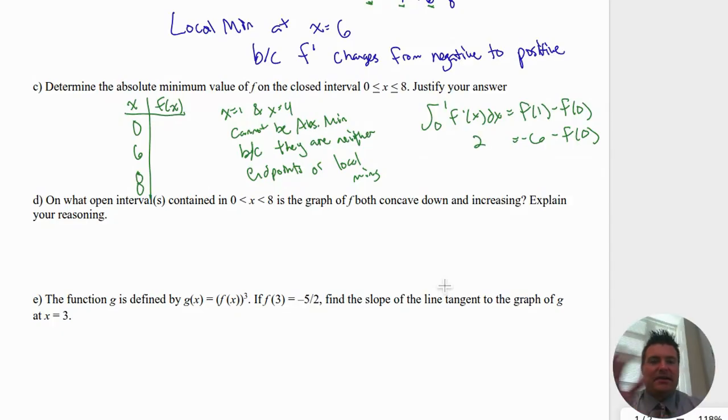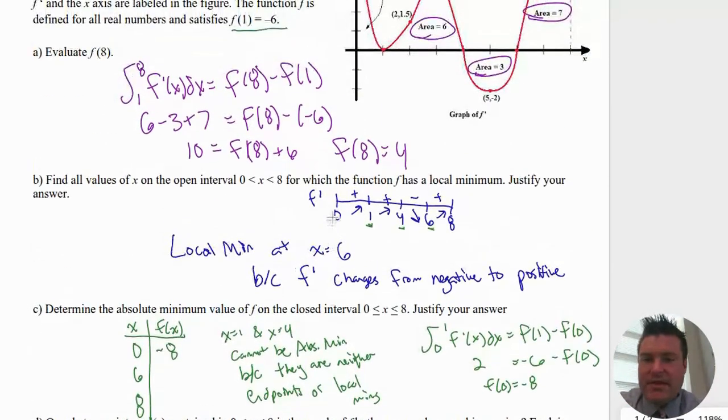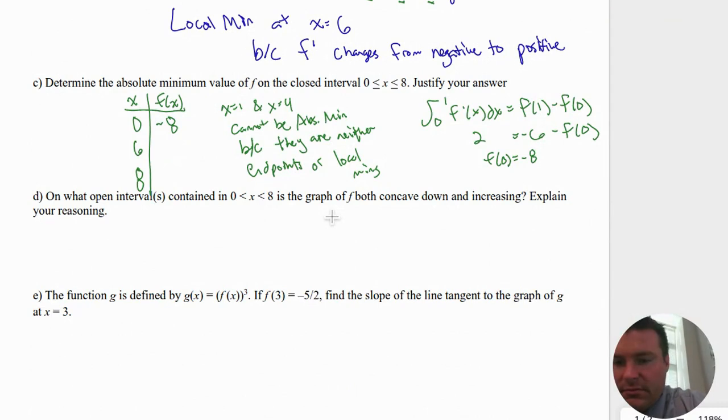So if I add f of 0 to one side, subtracting the other, I'm going to get f of 0 to equal negative 8. So this is going to be negative 8. Now for my other endpoint, for 8, I already found that value as 4. So all I have left is to find the value for 6.